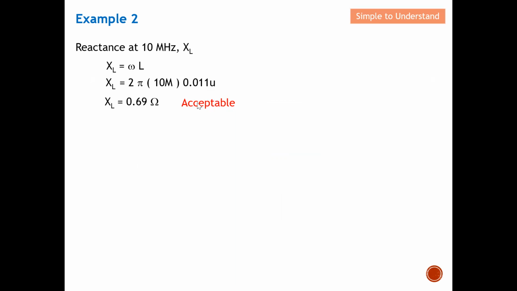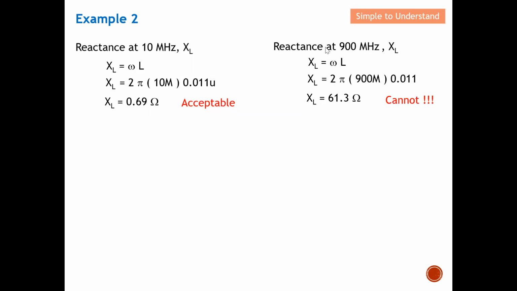I feel that is a very acceptable number because it's still a very decent small number. Remember, when we want to implement them as a short circuit, we want this number to be as small as possible. So 0.69 is a really acceptable number to implement them as a short circuit at 10 megahertz. Next, I need to calculate the reactance at 900 megahertz.